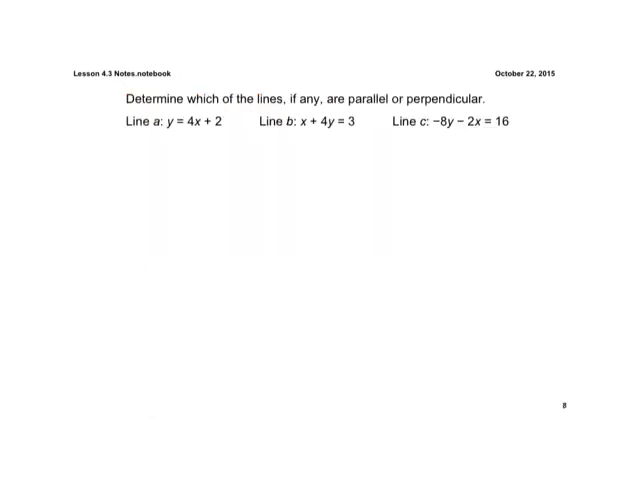So we need to figure out which of these lines are parallel or perpendicular. First thing, let's put them all into slope-intercept form so we know right where the slope is. Notice line A is in slope-intercept form, so our slope is always the number right before x, or m in this case. So our slope is 4. Now this one, let's put in slope-intercept form.